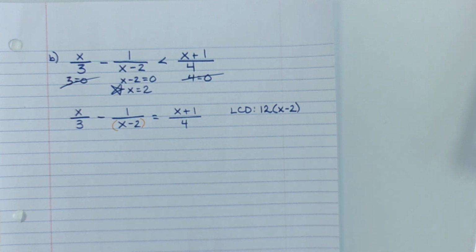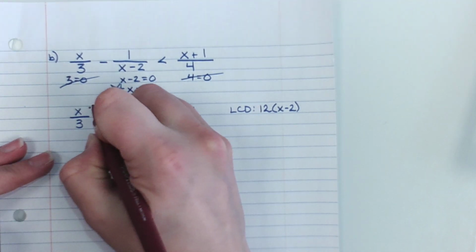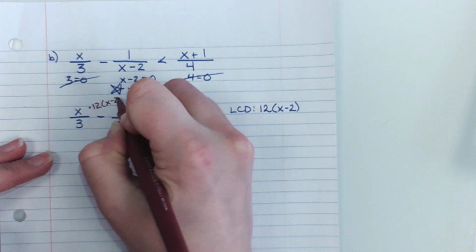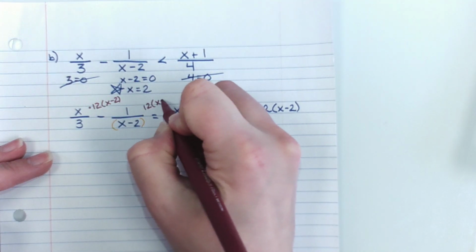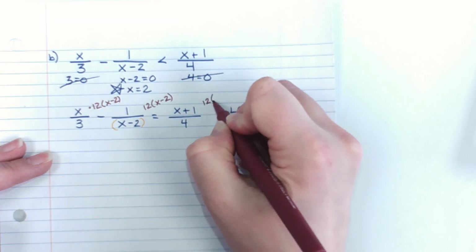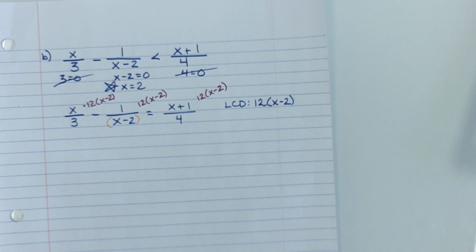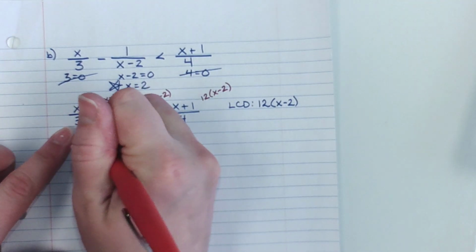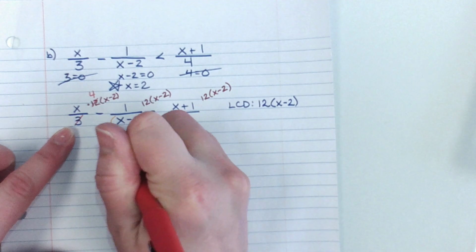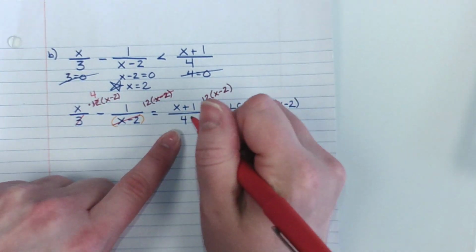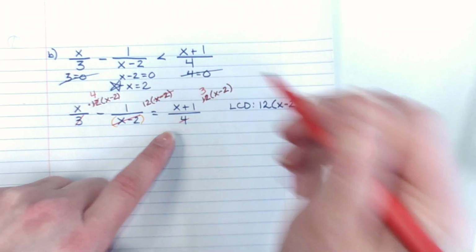Nicole, what do I do with that LCD? Multiply it by each of the numerators. Then I start to simplify. First one, 3 and 12 leaves me with 4. The x minus 2's are dead. 4 and 12 leaves me with 3.